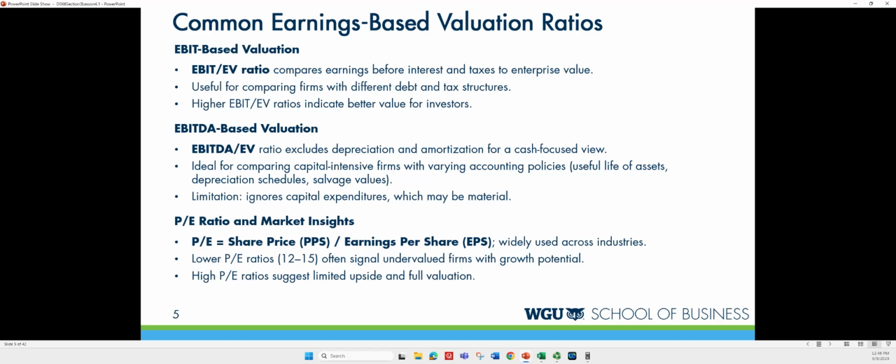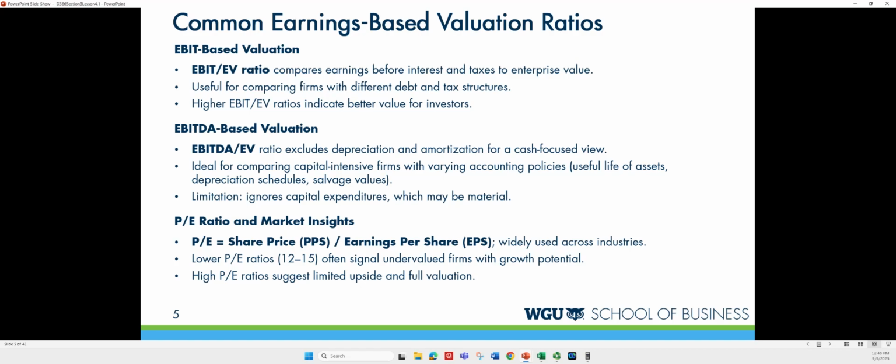Now, the last thing we'll talk about is the price earnings ratio, and you are going to have some insights when you are using this ratio. So our price earnings ratio is the share price, the price per share, also abbreviated as PPS, divided by our earnings per share, which is EPS.